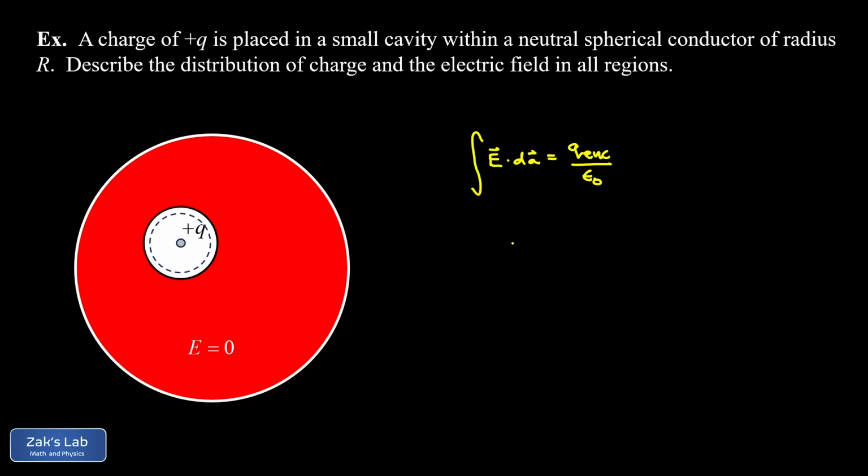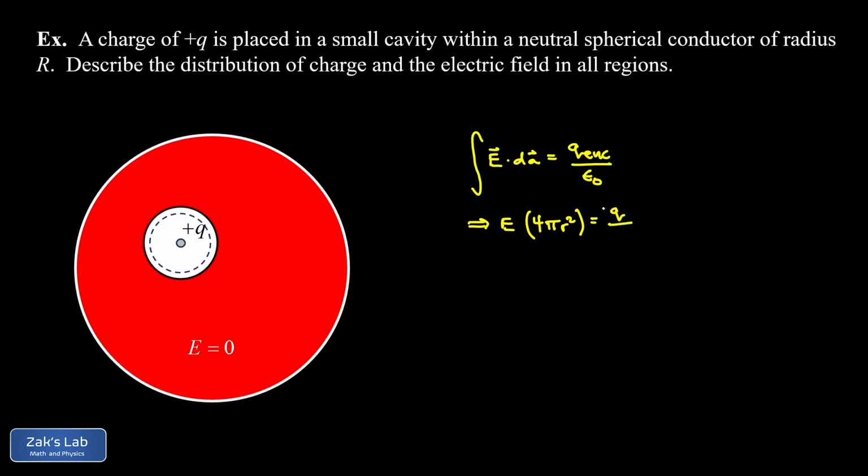And the dot product is trivial because the electric field is perpendicular to the Gaussian surface. So all this familiar stuff happens. The dot product is trivial. We can factor the E out of the integral. When we take the integral, we get 4 pi r squared. That's the integral of dA, or just the area of the Gaussian surface.